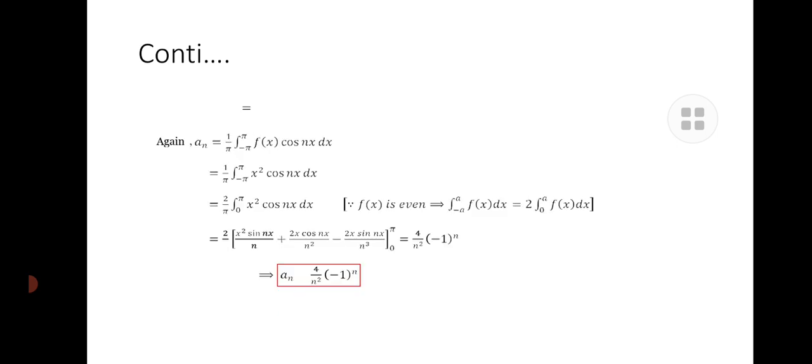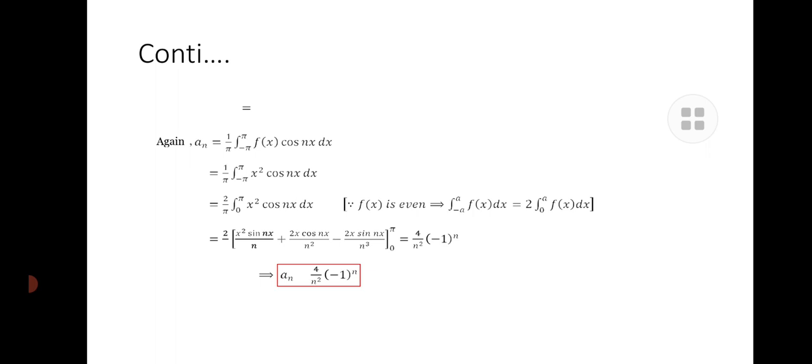And the an value, which is 1 divided by pi integral minus pi to pi f of x cos nx dx. See here, f of x is x square, and we know that the function is even because of x square, and also we know that the function cos nx is also an even function. According to the odd and even function property of the Fourier series, both the terms in the an Fourier coefficient are even.